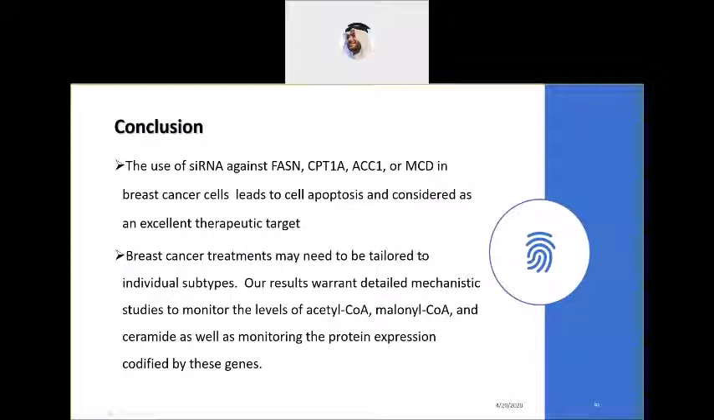Breast cancer treatment may need to be tailored to individual subtypes, and in fact, our results warrant detailed mechanistic studies to monitor the exact levels of acetyl-CoA, malonyl-CoA, and ceramide, as well as monitoring the protein expression encoded by these genes.